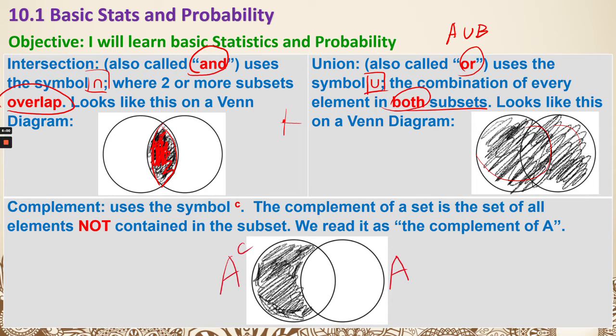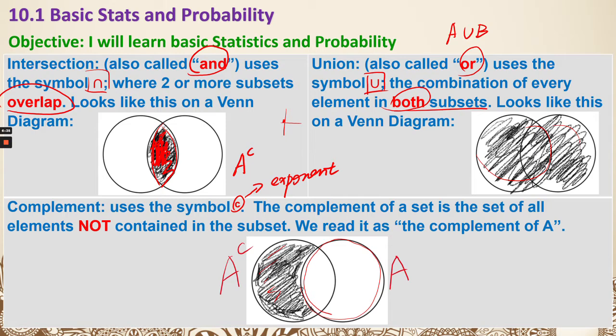Next, complement. We use the letter C to represent it, but you can see this letter C is smaller than our typical letter because it appears as an exponent. So we say A complement, like that. The complement of a set is the set of all elements not contained in the subset. We read it as the complement of A. Let's say this circle on the right side is A. Then we want anything that is not in there, and that is the complement of A, which is everything on the left side of the left circle.